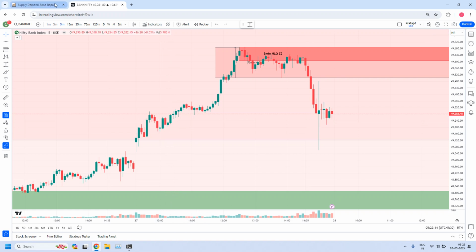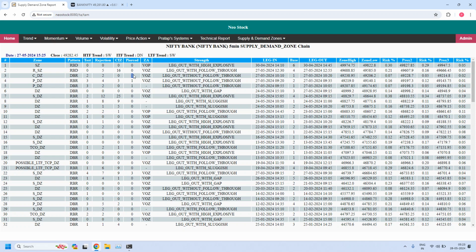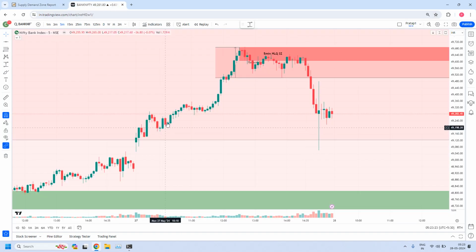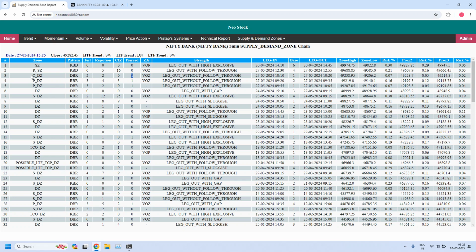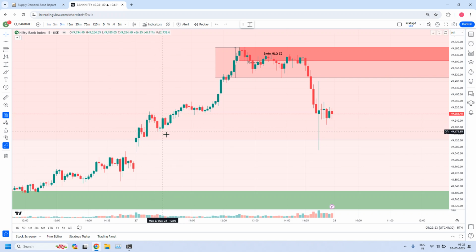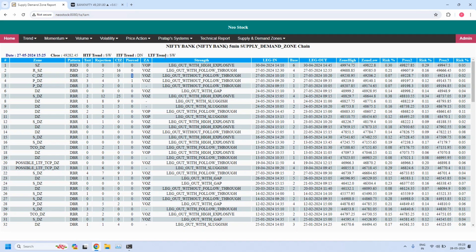But this is pierced, right? Yeah, this is pierced. So no more valid. I'm sorry. Actually, this zone is pierced. This is a drop base drop. This candle, it is pierced. So it's no more valid. Pierced zones are not valid. Their order flow is gone. That's why the 5-minute trend is again changed to sideways.